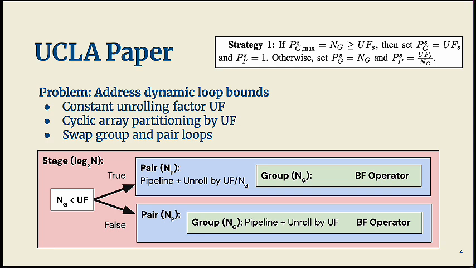In order to distribute the parallelism between the two loops, the paper proposes the following strategy. If Ng, the number of group iterations, is less than a set unrolling factor UF, then we would pipeline at the pair level with unrolling factor UF. Otherwise, if Ng is greater than UF, we would want to pipeline at a group level with unrolling factor UF over Ng. By using this strategy, not only can we pipeline and unroll efficiently, but it also allows for a cyclic partition with factor UF. And in order to optimize the memory access pattern for this, the group and pair level loops are swapped.